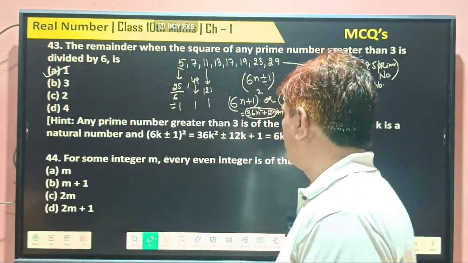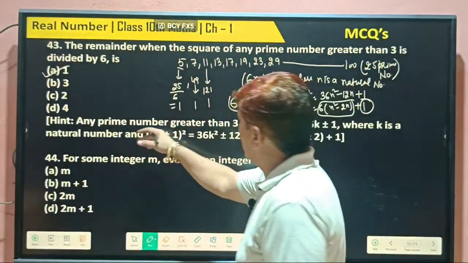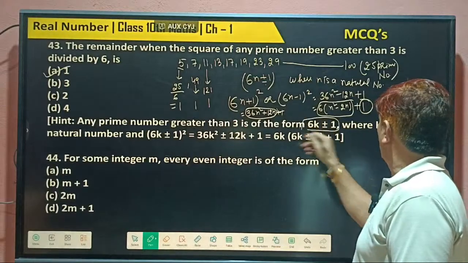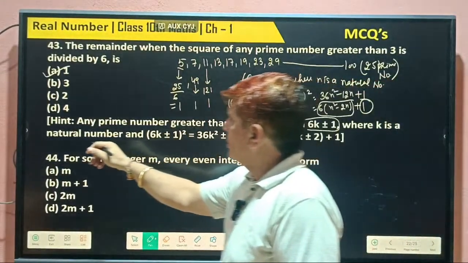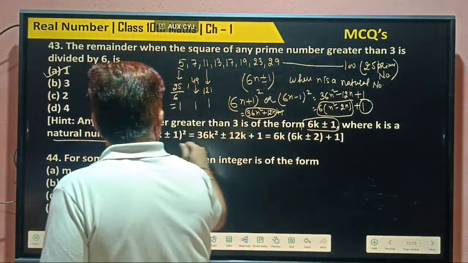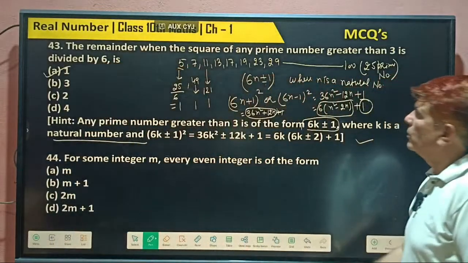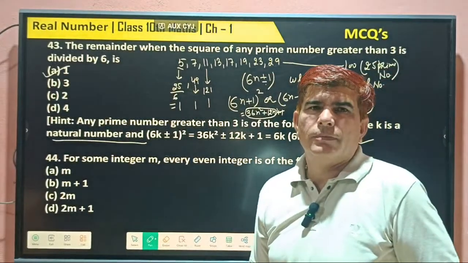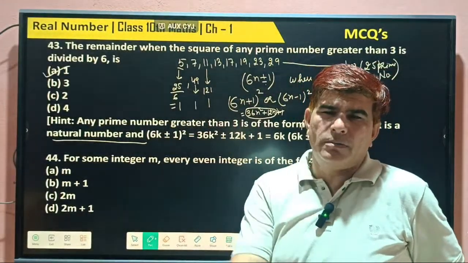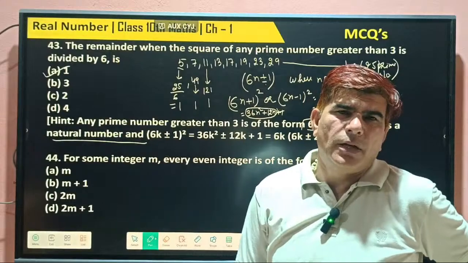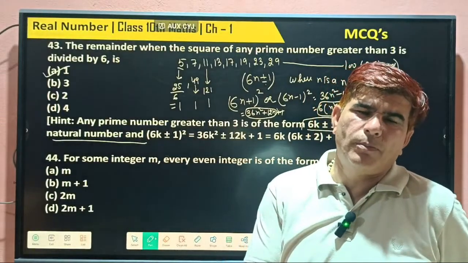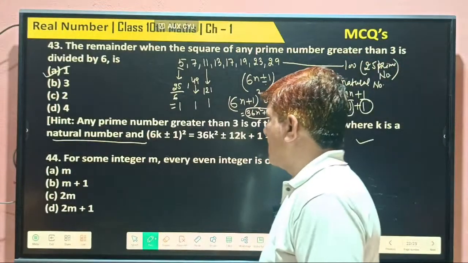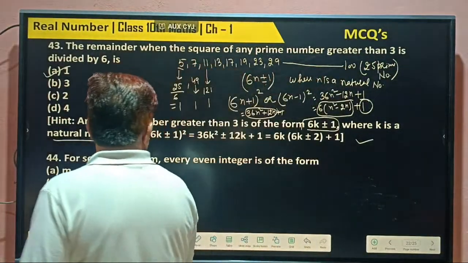Got it or not? Written here, any prime number greater than 3 is of this form, where k is any natural number. This is the application of this question. Given a prime number greater than 3, if you divide that prime number by 6, the remainder is always 1. Next.